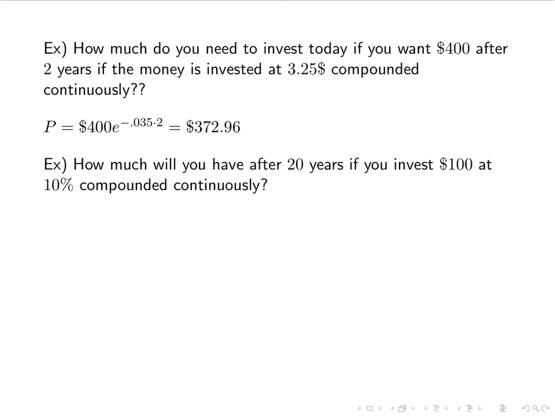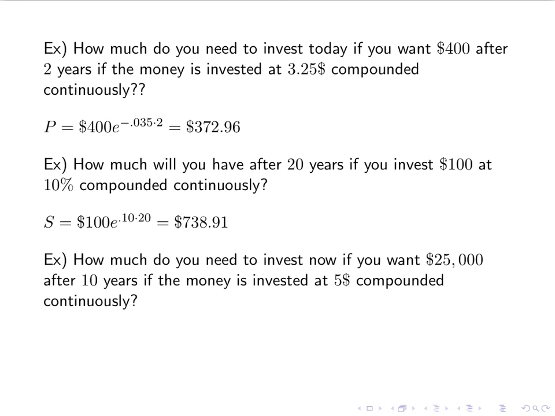How much will you have after 20 years if you invest $100 at 10% compounded continuously? How much will you have after 20 years? That's the future amount. 20 years is the T. What you invest is P. 10%, that means R equals 0.1. You could do 0.10. It's the same thing. Compounded continuously means E. So we plug it in. S equals 100, E to the 0.10 times 20. You should be getting $738.91. Again, S is bigger than P, so it makes sense.